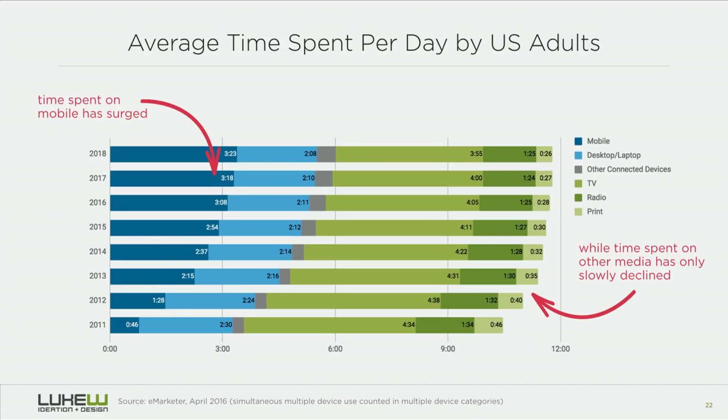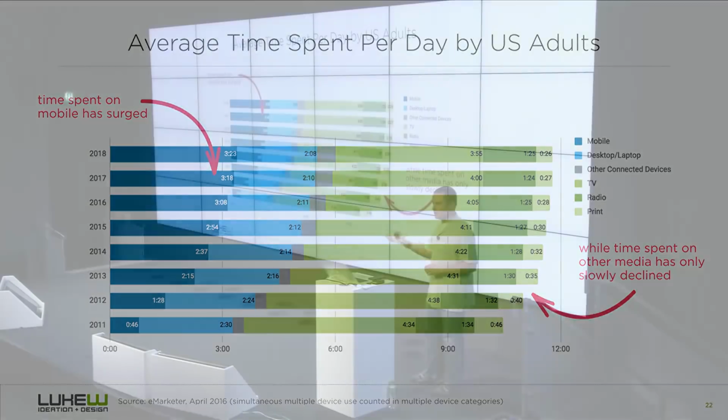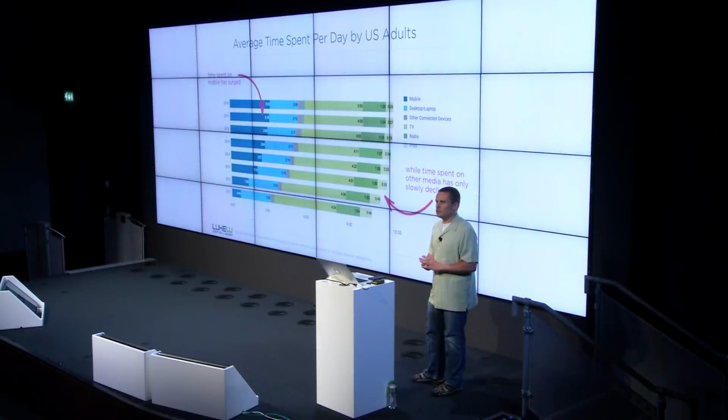But at the same time, what's perhaps most interesting is the rest of the stuff hasn't really gone down that much. I mean, TV went from 4.5 hours to about 4 hours. Radio went from 1 hour and 34 minutes to 1 hour and 25 minutes. So it hasn't really dropped that much. These other forms of media haven't fallen off a cliff as mobile has surged.